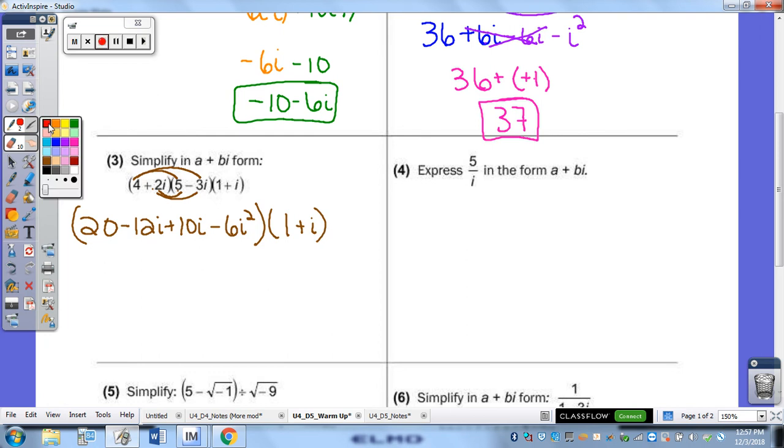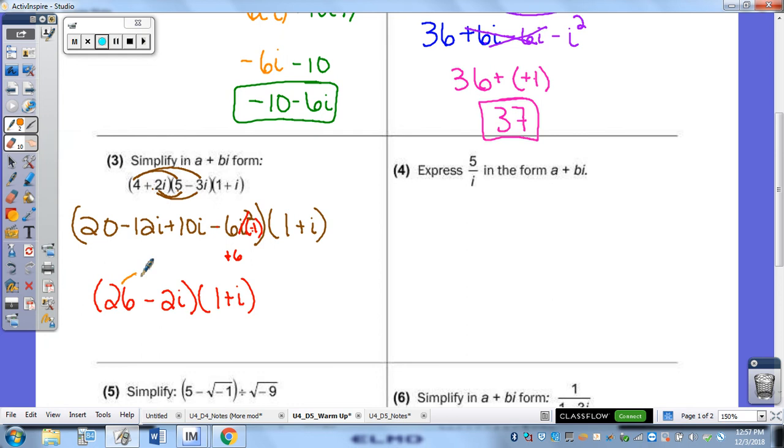But before I do, I'm going to clean this up a little bit because this is a lot of stuff here. Remembering i squared really means it's negative 1. So negative 6 times negative 1 is a plus 6. So 20 plus 6 is 26. Combining my i's, I get a negative 2i. So now this is going to be much simpler to multiply out again. 26 times 1, 26 times i gives us 26 plus 26i.